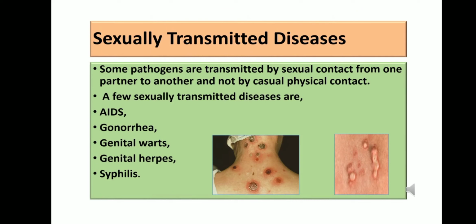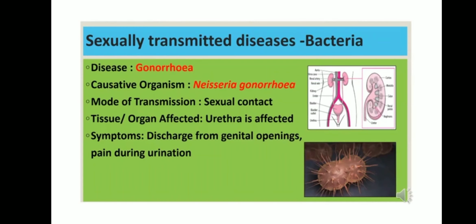Some pathogens are transmitted by sexual contact from one partner to another, and not by casual physical contact. Only because of sexual intercourse this disease will spread, not by physical touching. A few sexually transmitted diseases are AIDS, gonorrhea, genital wart, genital herpes and syphilis. Let's see what it is.